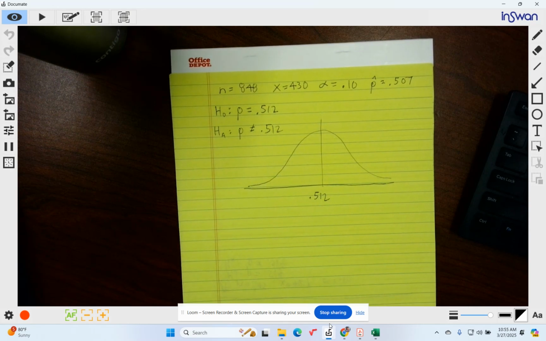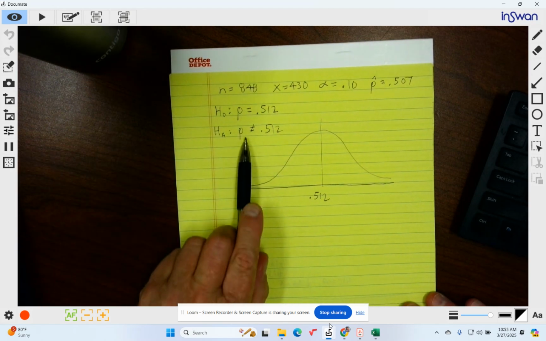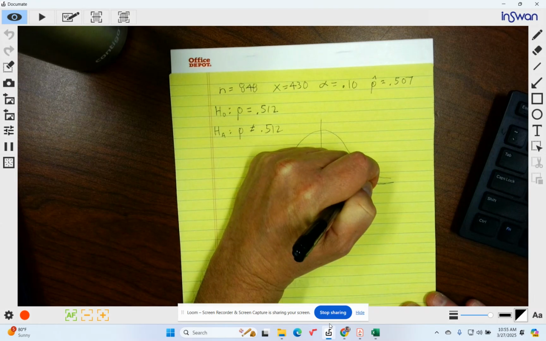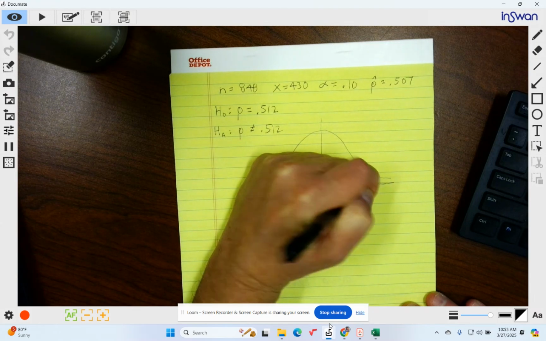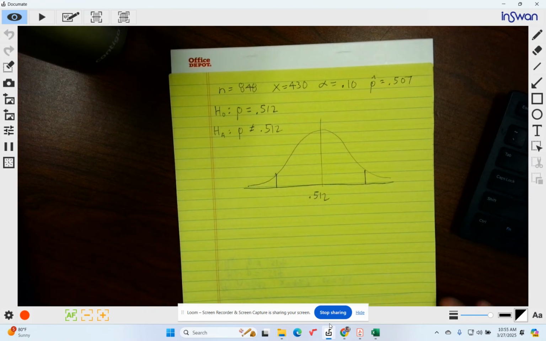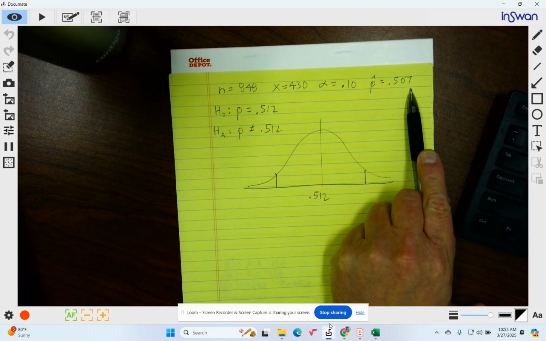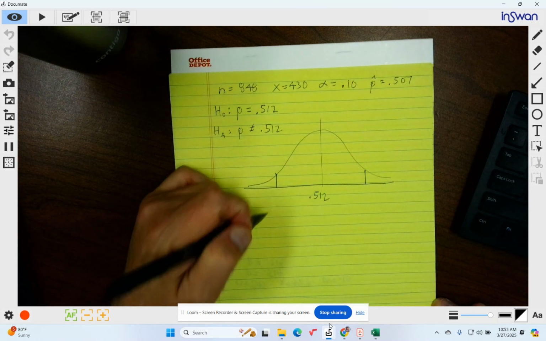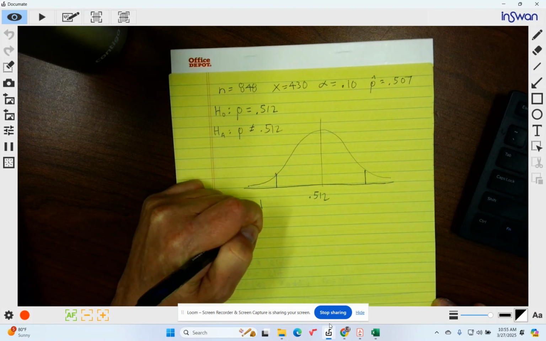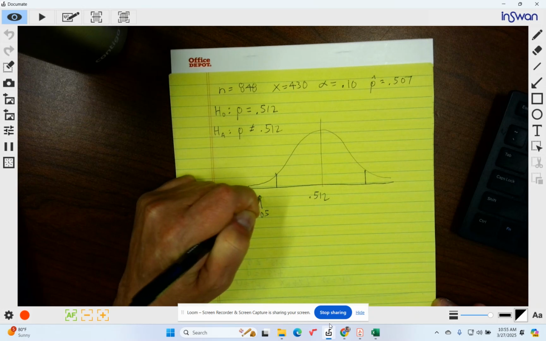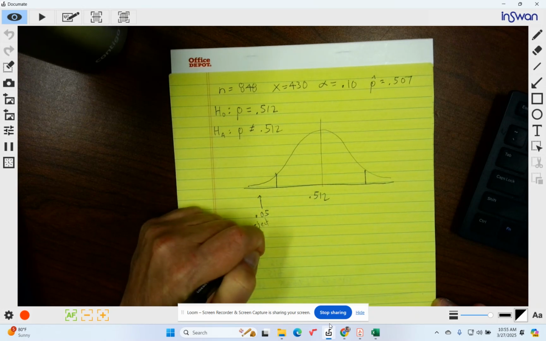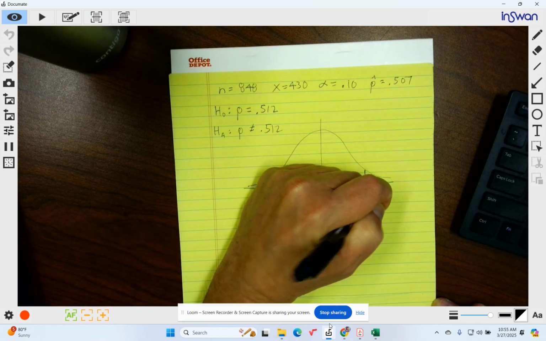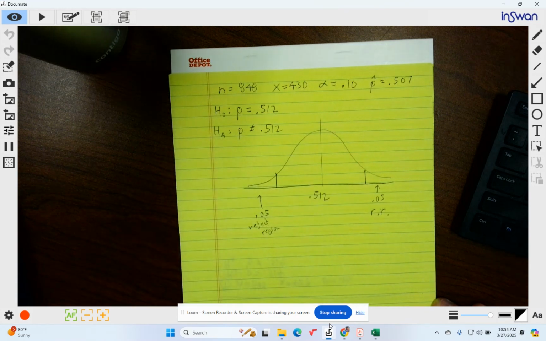So what type of test is this? Because of this inequality, this is known as a two-tailed test. So I'm going to make two tails, right? And we're looking to see, does this number 0.507 fall? Remember, our significance level is 0.10. That means I got 0.05 in this area right here, which we'll call a rejection region, right? And I've got 0.05 in this area right here, which we'll also call a rejection region, okay?